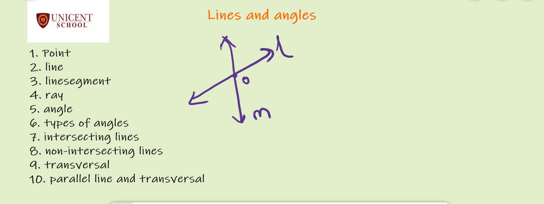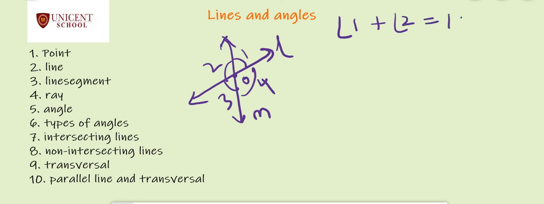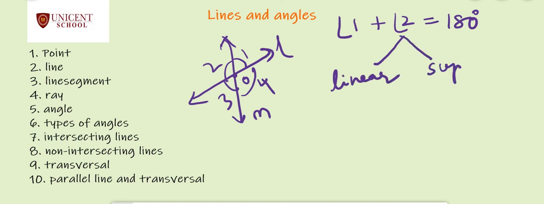And whenever we have intersecting lines, we have some angles formed here. And what is the relation between those angles? Angle 1 plus angle 2 is equal to 180 degrees. We can call this as a linear pair or supplementary angles. Any two angles whose sum is equal to 180 degrees, we name it as a supplementary, or we can call it as a linear pair.